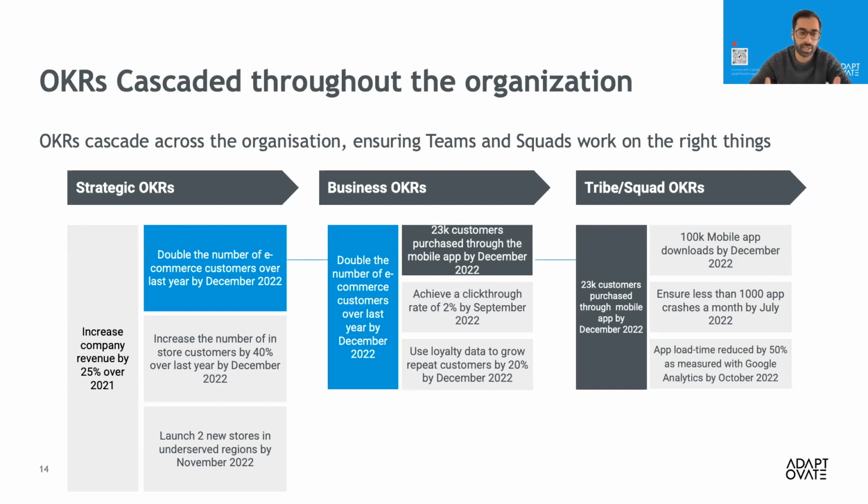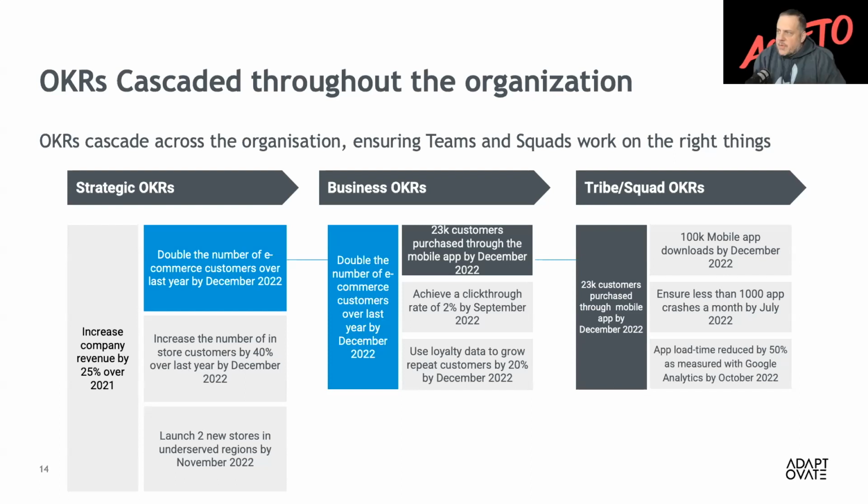So if we look at the objective at the business level, they've got a key result around 23,000 customers purchasing through the app. We take that to the squad level. Great, that's their North Star that they're going to be focused on for the year. And then they'll come up with their own set of key results that will help them focus on how to measure success towards that objective. So 100,000 downloads, for example.